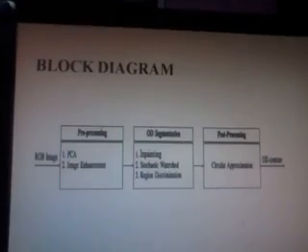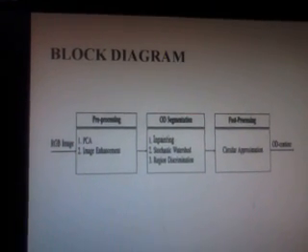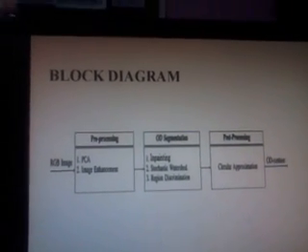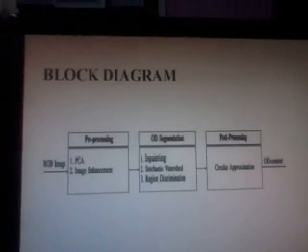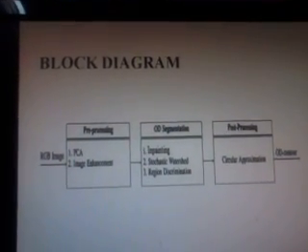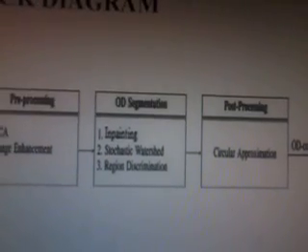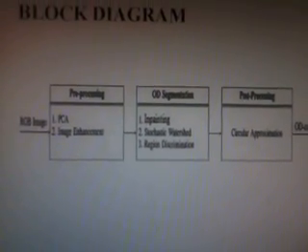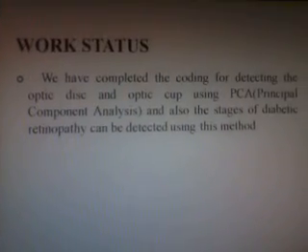So this is a block diagram. In the pre-processing, we are making use of the principal component analysis technique and image enhancement. The next stage is the optic disc segmentation. In that, we are making use of in-painting, stochastic watershed and region discrimination. And in the post-processing, we are making use of circular approximation. These are the stages of our work.